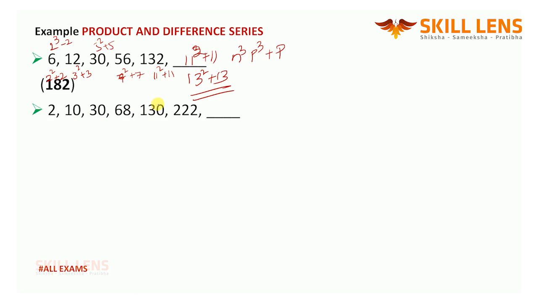2, 10, 30, 68, 130, 222. Guys, look here. These are regarding your cubes. So this is 1 cube plus 1. Okay, this is 2 cube, 8 plus 2. This is 3 cube plus 3. This is 4 cube plus 4. So this is 5 cube plus 5. 6 cube plus 6. So next would be 7 cube plus 7. So 343 plus 7. That will give your answer, which is 350.